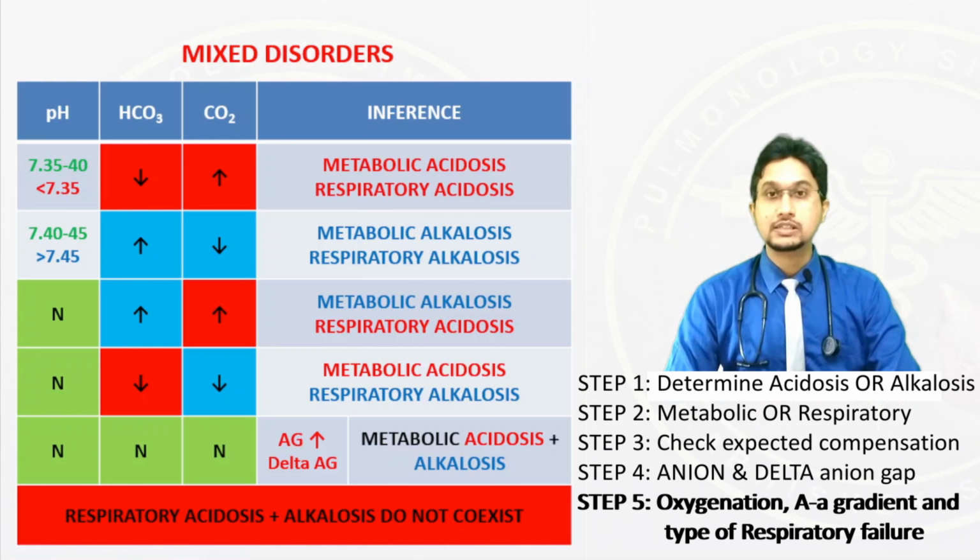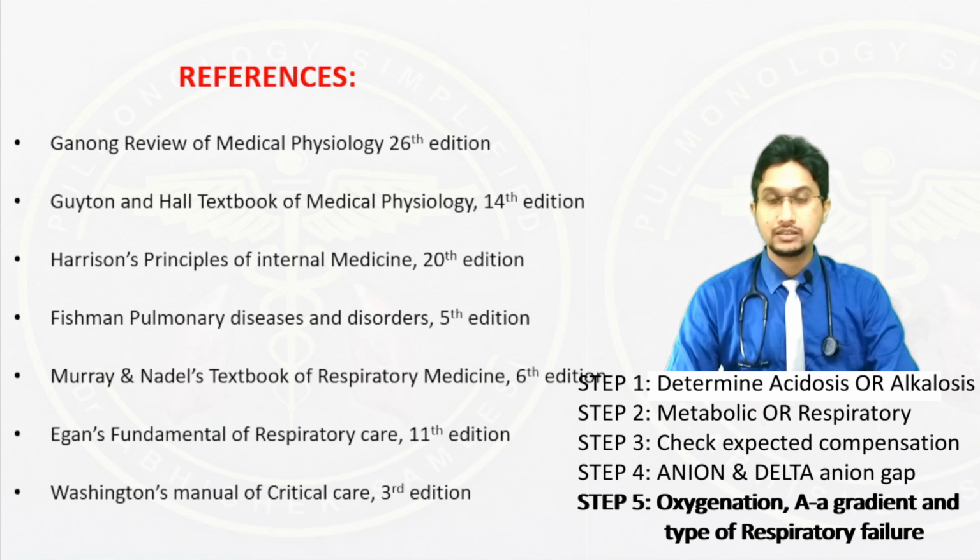This table is a simplified version of determination of your mixed disorders. With this video, we conclude the interpretation of the acid-base imbalance. These are my references. In our next video, we shall discuss the last part of ABG Simplified, which is determination of the type of respiratory failure as well as the oxygenation status of the patient with a given ABG.